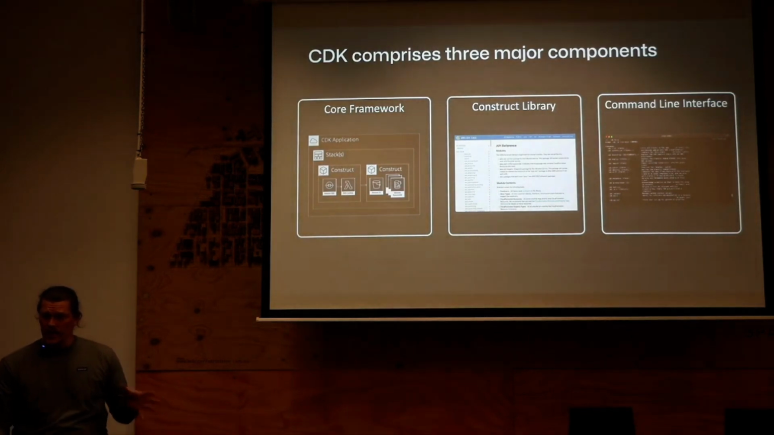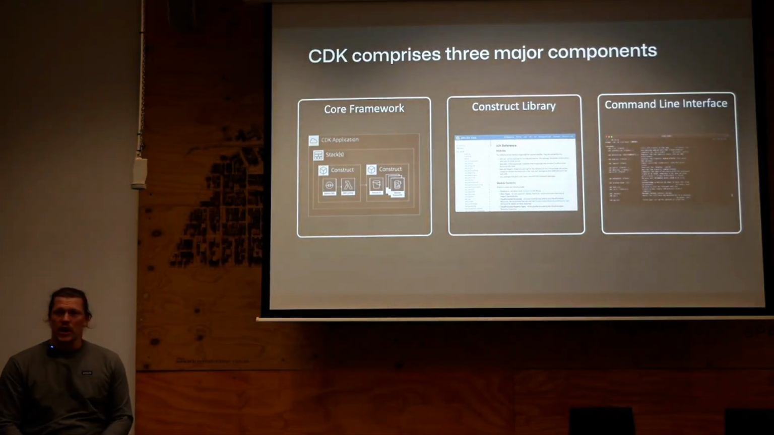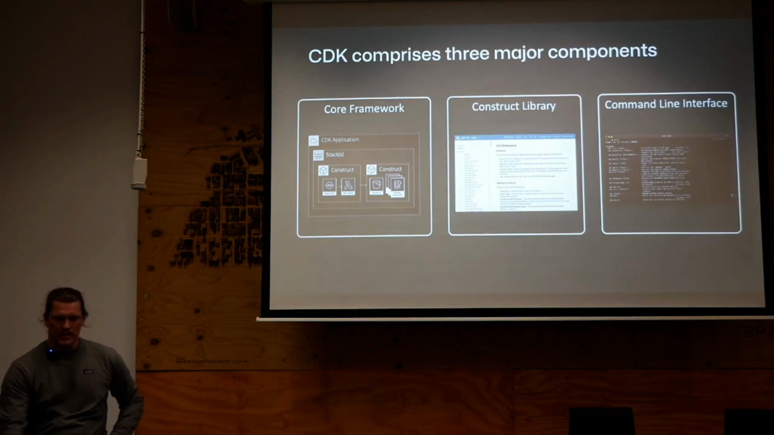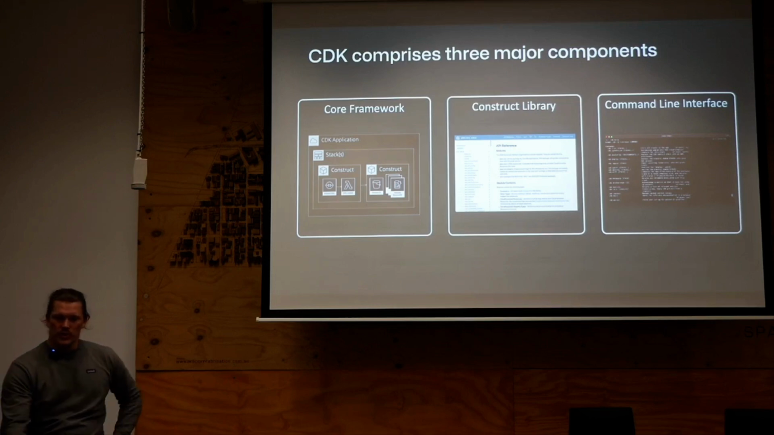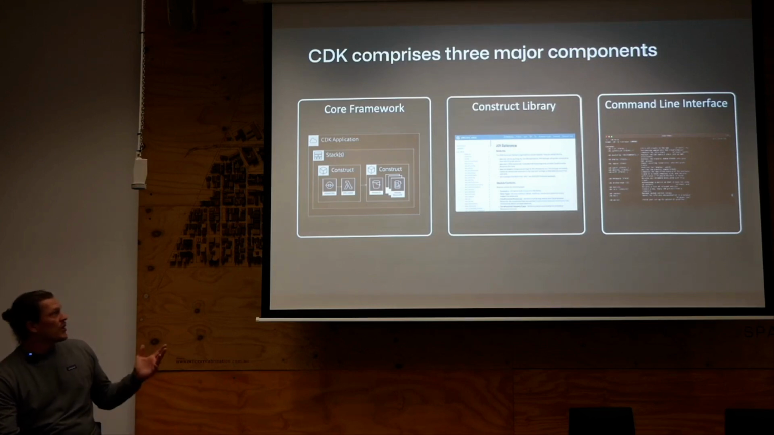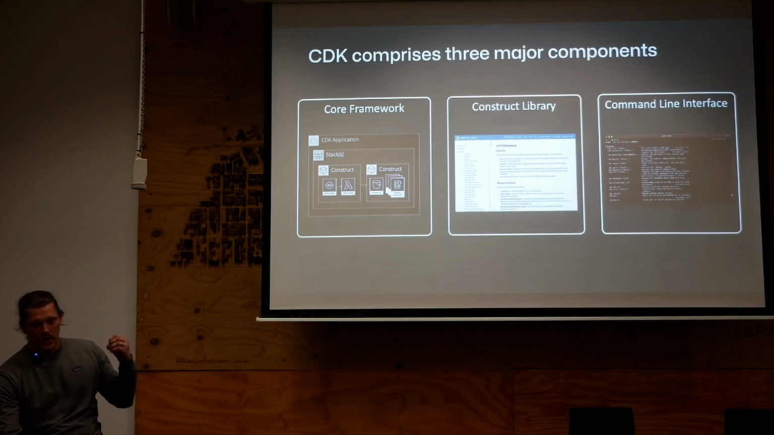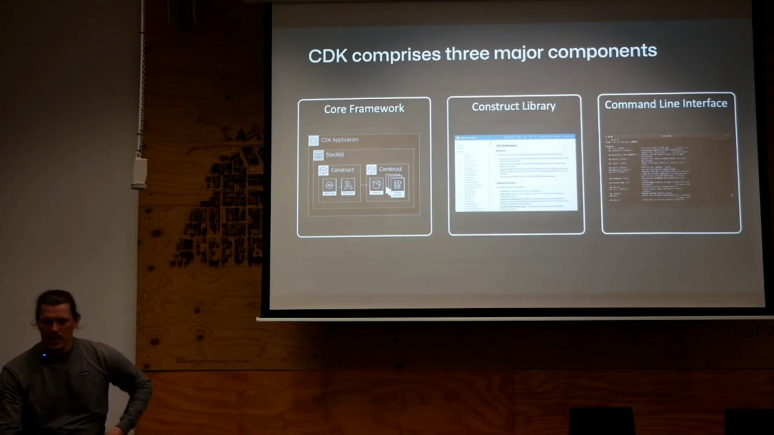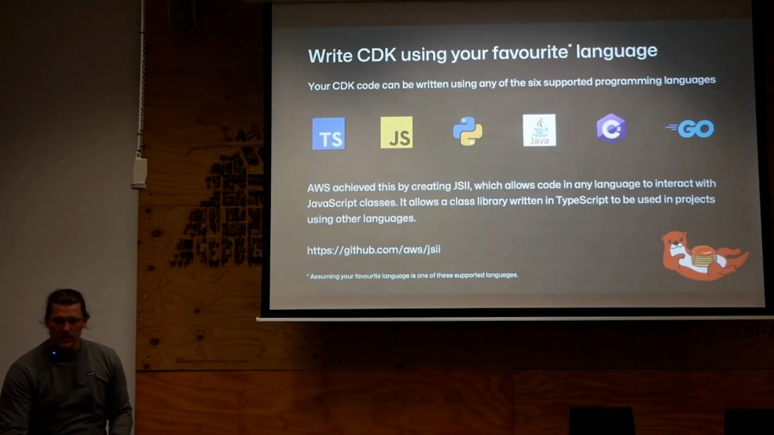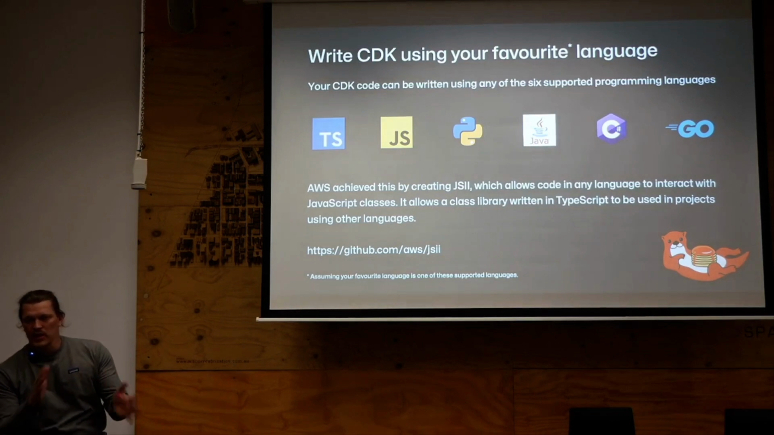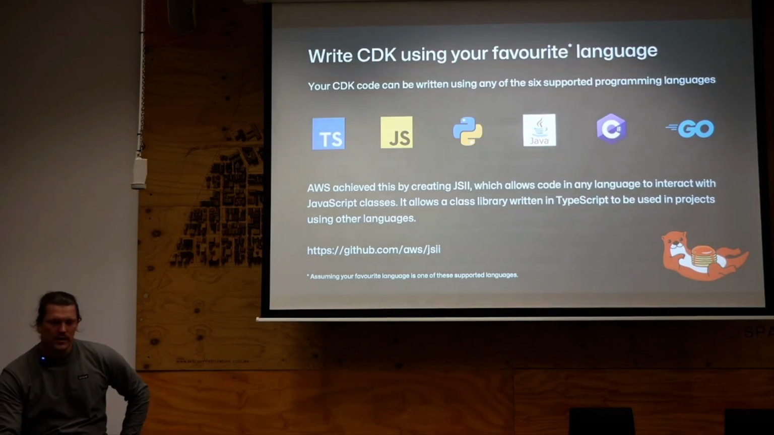Now CDK has three major parts: the core framework, the construct library, and the command line interface. We're going to touch on all these. The core framework is the abstractions that you work with when dealing with a CDK application. The construct library is a collection of constructs that have been written that you can use in your application and compose to define your infrastructure. And then the CLI is for interacting with your CDK application, and ultimately with the CloudFormation service. We'll touch more on the interplay between CDK and CloudFormation in just a sec.